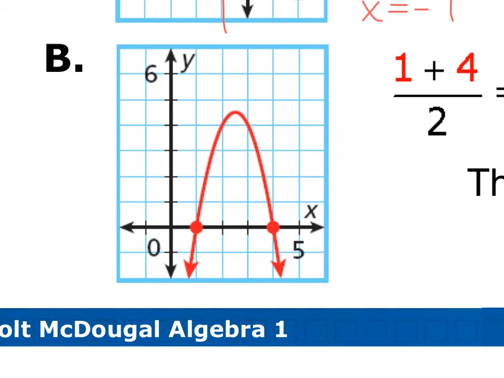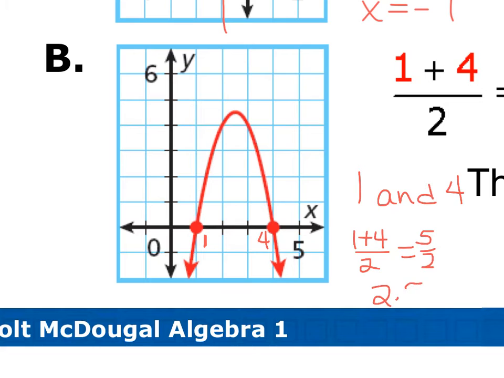Let's look at this one. What are my zeros? Okay, 1 and 4 are the zeros. Everybody see that? This is 1, this is 4. So those are my zeros. To find my axis of symmetry, I could do 1 plus 4, divide by 2, and I get 5 over 2, or 2.5. So my axis of symmetry is an average of my zeros.